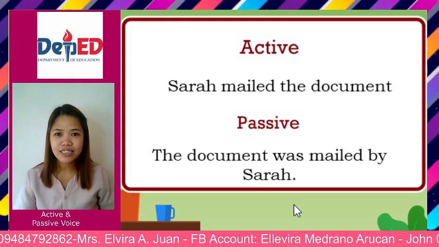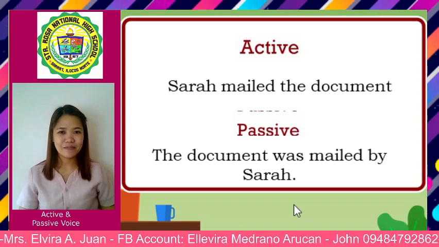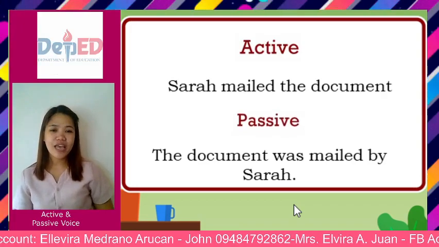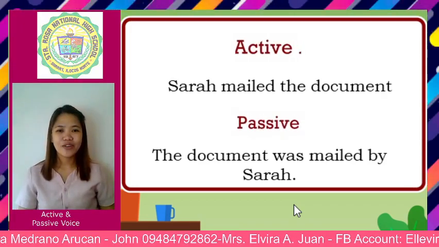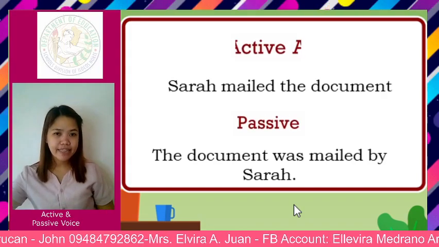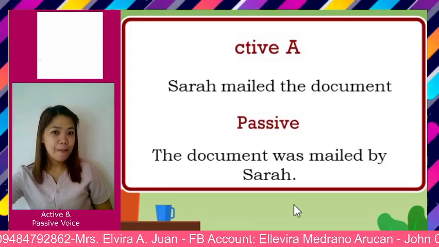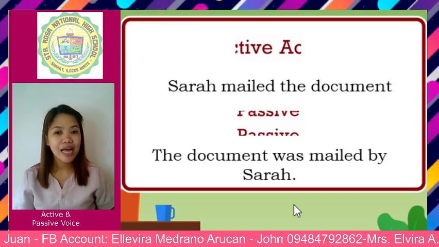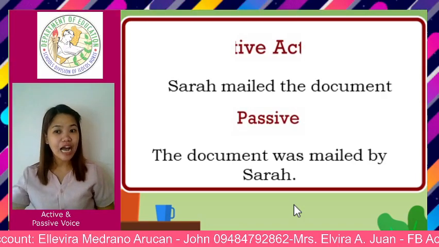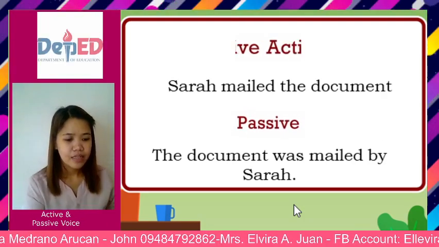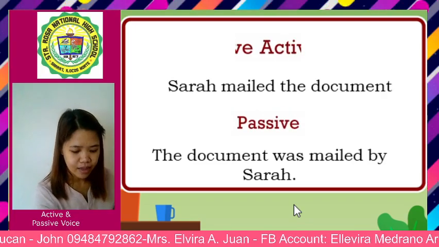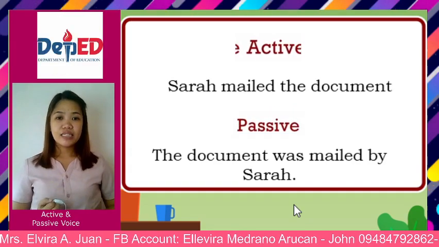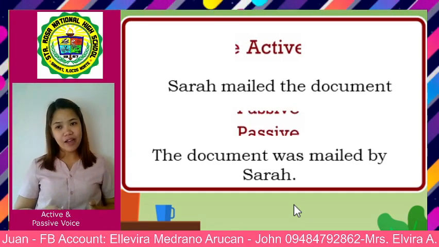Active voice, it says, Sarah mailed the document. The document was mailed by Sarah. Okay. So, here we have past tense. Mailed. Therefore, we use was or were plus the past participle. Since we have document, that is singular, then we use was. The document was mailed by Sarah.